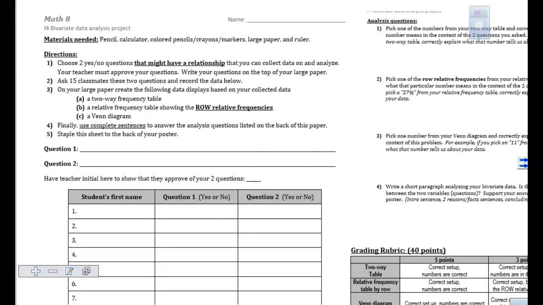As you look, this is what the project is going to look like. You're going to write down your 2 yes/no questions that I've approved. If you're not sure that I approved yours, write them down on the back or someplace else so I can check them. On a large piece of paper, first you're going to just do this either in the back of your workbook or on notebook paper to create a two-way table, a relative frequency showing row, and a Venn diagram. And I'll explain that in just a minute. You're going to complete by using sentences, answering the questions. That might be where you get to tomorrow.